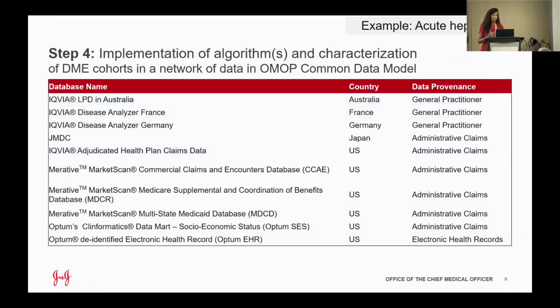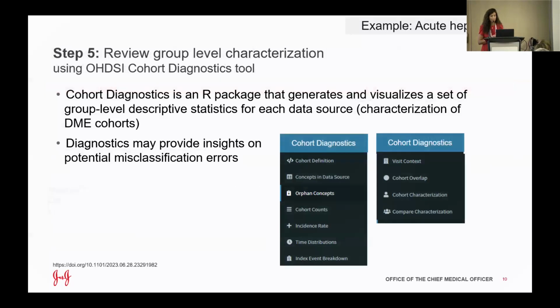So we took those algorithms, we implemented them across 10 different data sources that are ETL'd into the OMOP common data model. You can see that they varied across geography, and most of them were claims data, but we have one electronic health record source and a few GP data. Then we characterized the patients that met those definitions across these different data sources, and we reviewed that.